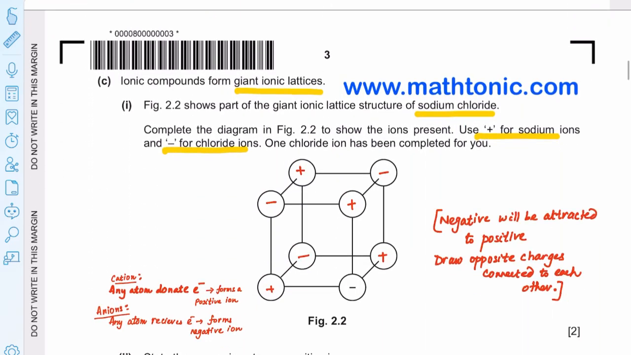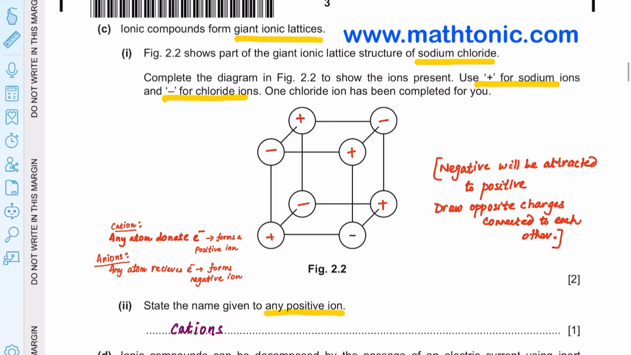Okay, next part: ionic compounds form giant ionic lattices. This figure shows a part of the giant ionic lattice structure of sodium chloride, NaCl. Complete the diagram to show the ions present.